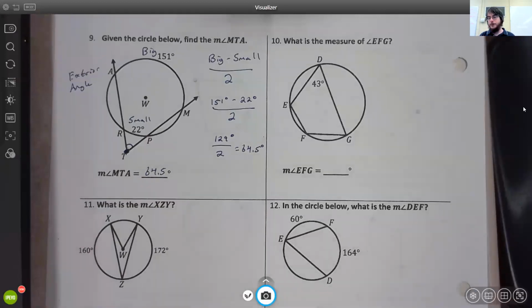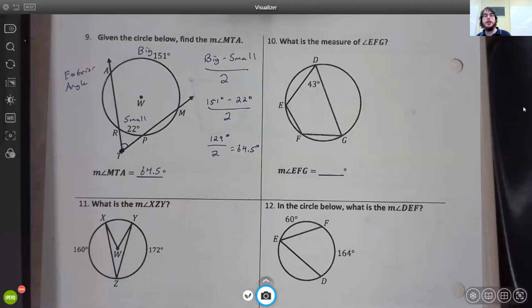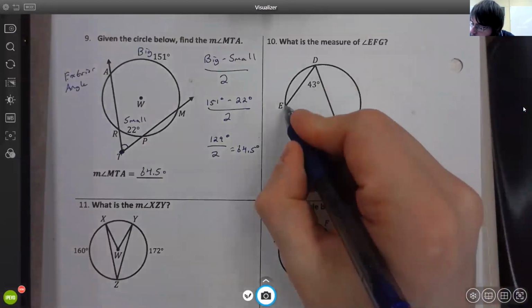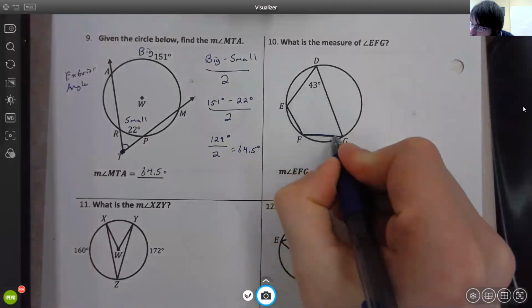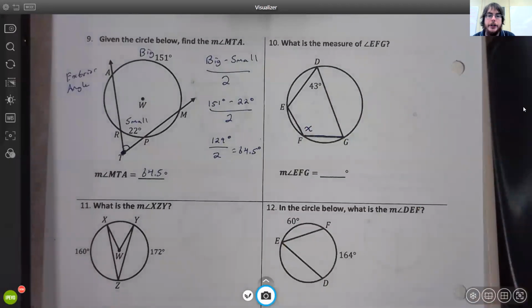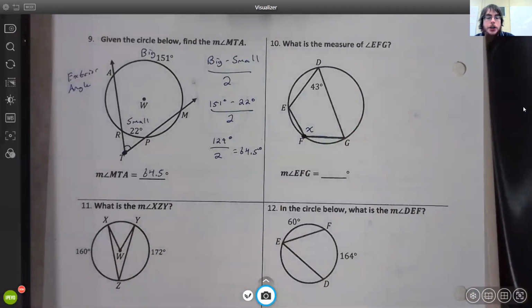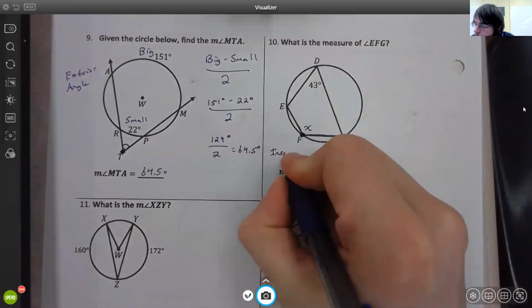All right. Number 10, what is the measure of angle EFG? And if you look at EFG here, EFG is right there. It's that angle. Now you'll notice that angle F is on the circle, so that means that this is an inscribed angle.